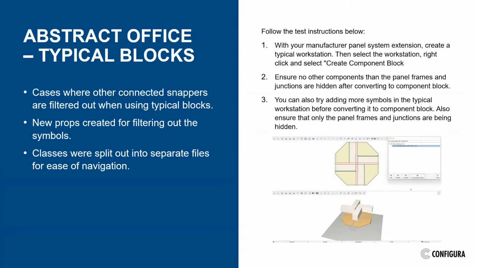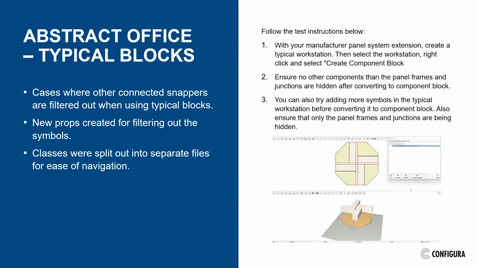To ensure that these changes in core don't affect your manufacturer extensions, we would like to recommend the following test instructions. With your manufacturer's panel system extensions, create a typical workstation, then select the workstation, right click and select create component blocks. Or you can also try to block it first, then go into the block dialog and click the button there that says to component block, to turn it into a component block.